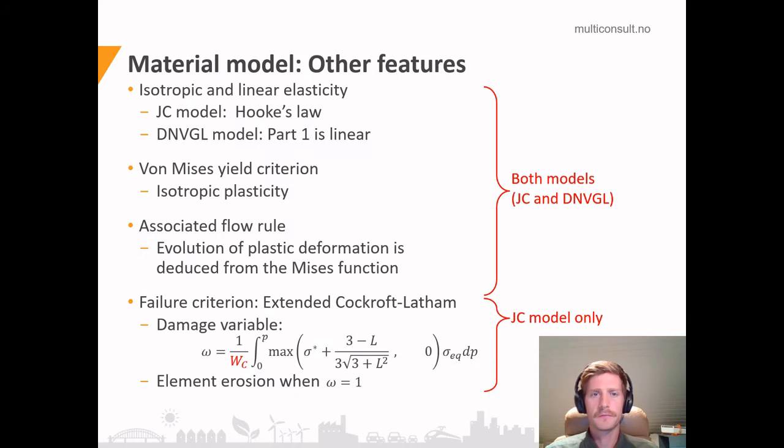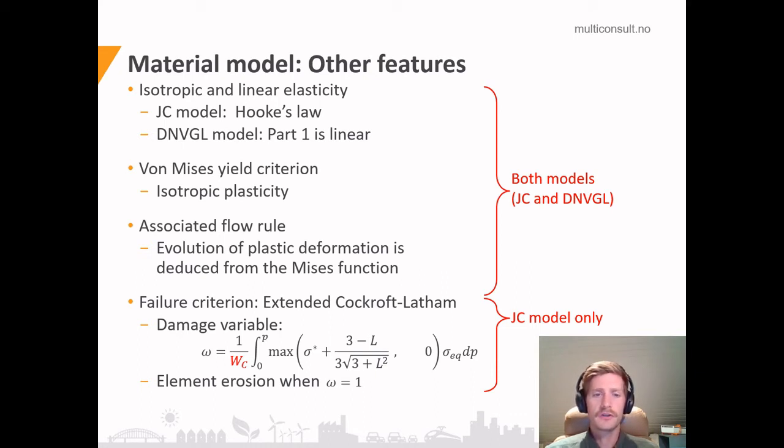Some other features of the material models. In both models, we used isotropic and linear elasticity. We used the von Mises yield criterion, which means it's isotropic. And we used associated flow rule, which means that the plastic increments are determined from the Mises function.